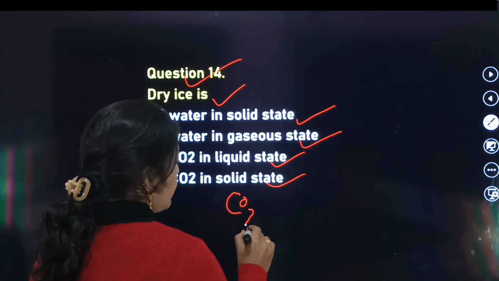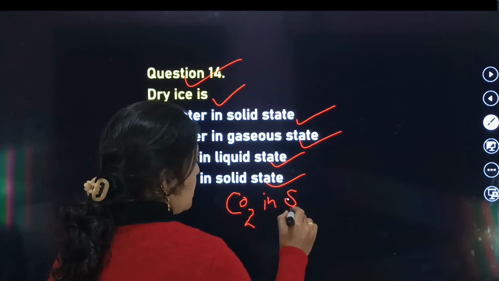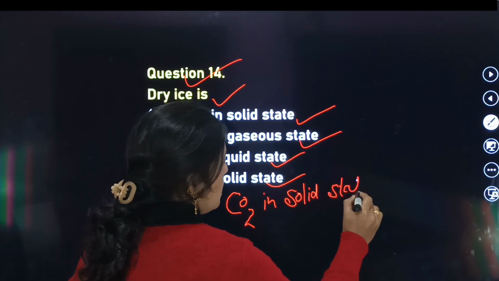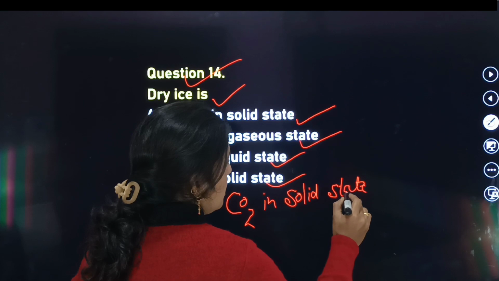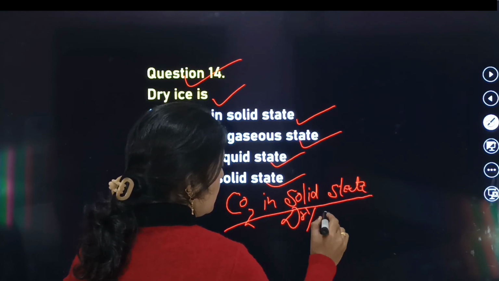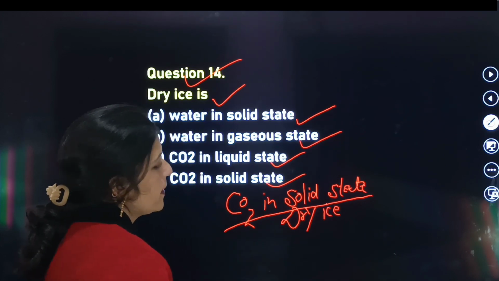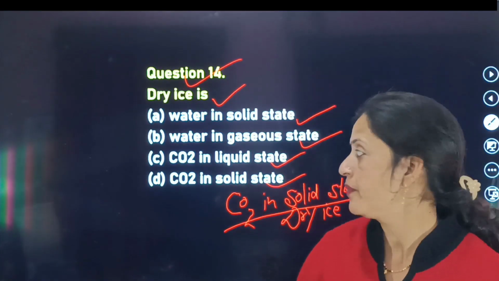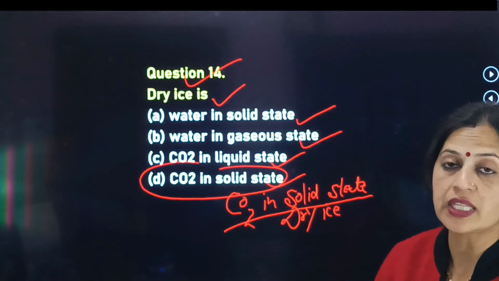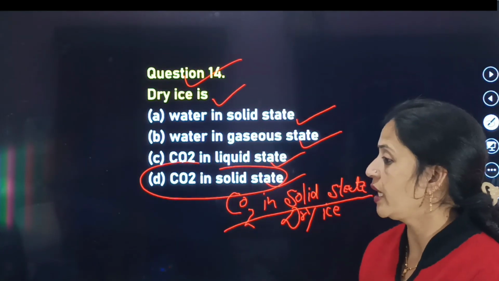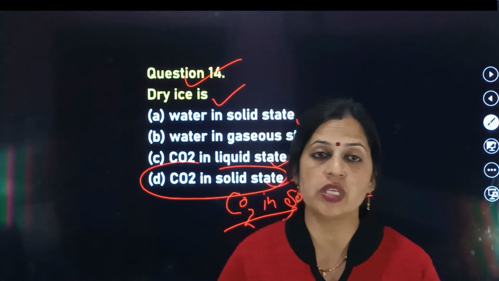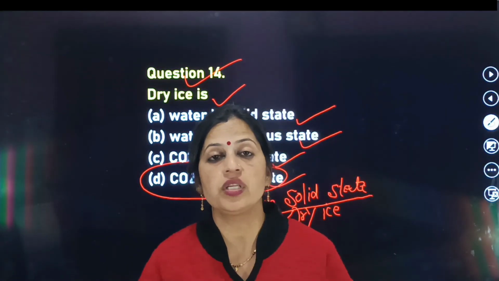Carbon dioxide in solid state is known as dry ice, that is CO2 in solid state. So this is the right answer for the question number 14, that is dry ice is carbon dioxide in solid state. So here we have complete important 14 MCQ questions or objective questions from this chapter.